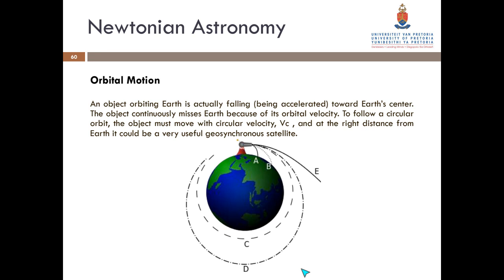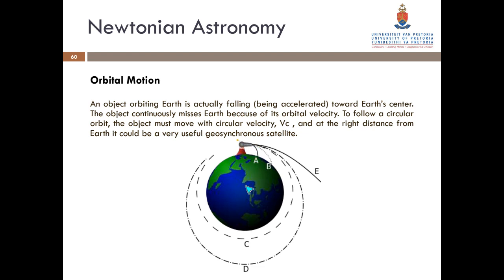To follow a circular orbit, the object must move with circular velocity vc, and at the right distance from Earth, it could be very useful for synchronous satellites. So what this means is, if we want to figure out how orbits work, let's say we are above the north pole of Earth at altitude and we have a cannon. Let's say we fire the cannon at a slow acceleration. That means it will go a bit and then fall to Earth, because Earth's gravity is pulling it to the center of Earth.